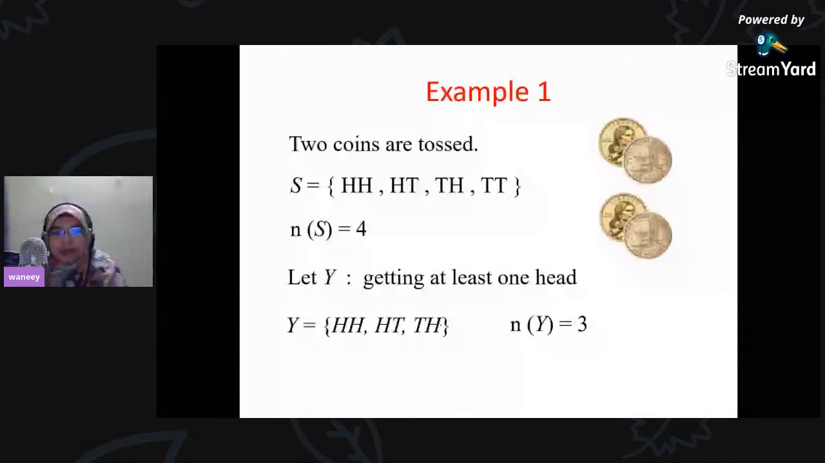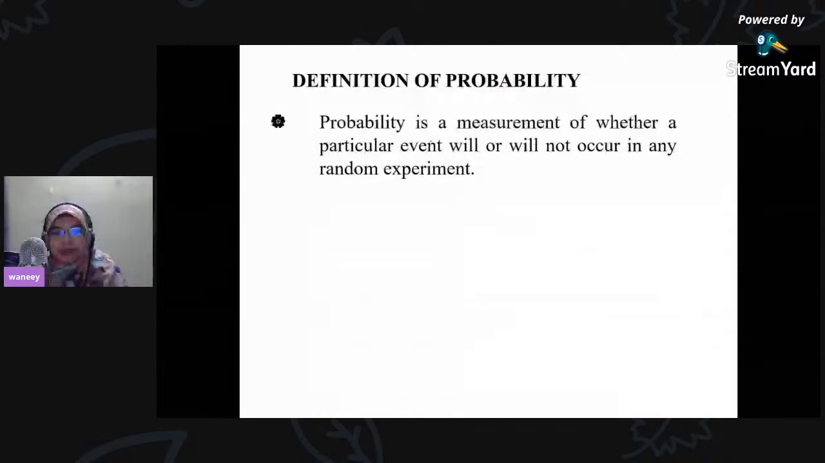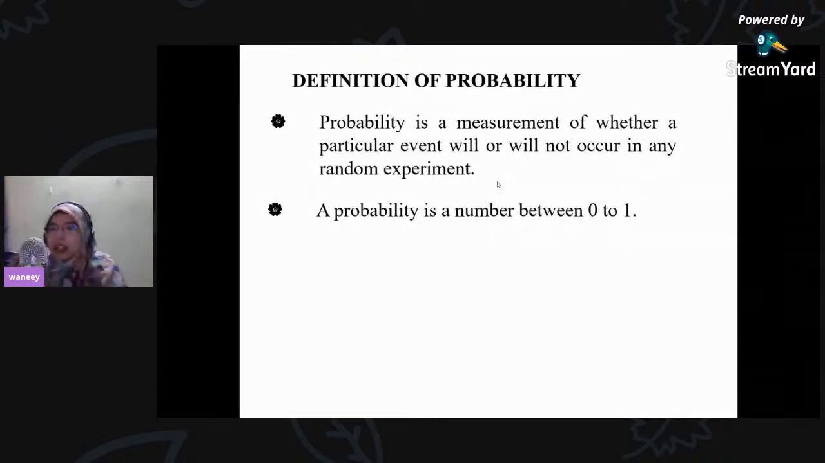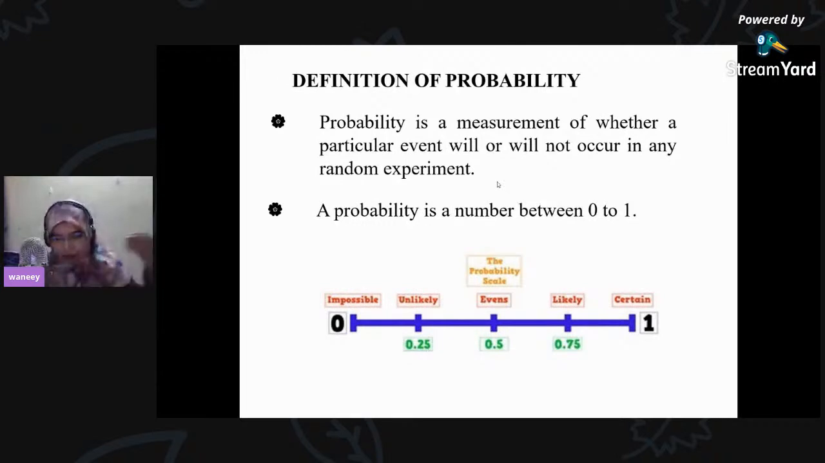Okay, so now the definition of probability. Probability is a measurement of whether a particular event will or will not occur in any random experiment. A probability is a number between 0 and 1. It shouldn't be more than 1 and it shouldn't be less than 0. So tak boleh ada probability yang negative and we cannot have a very big number for the probability. Or you can look at this timeline or those intervals.